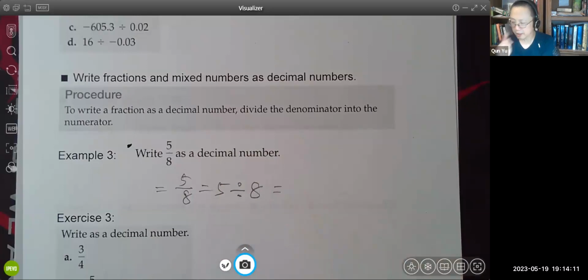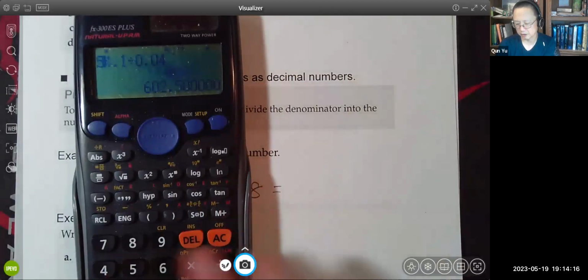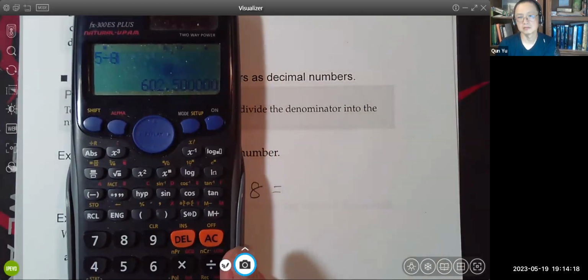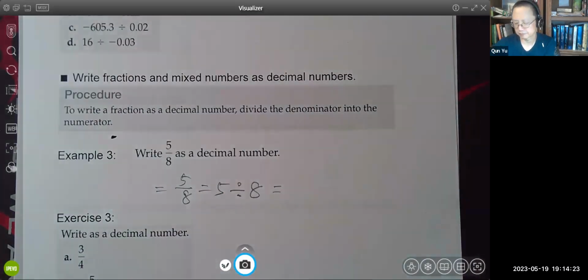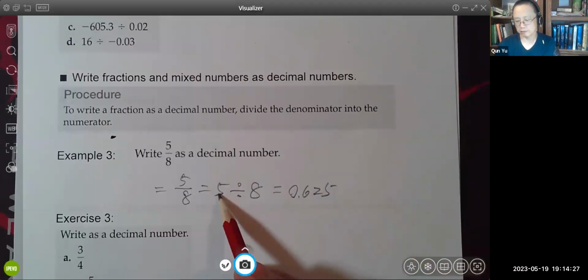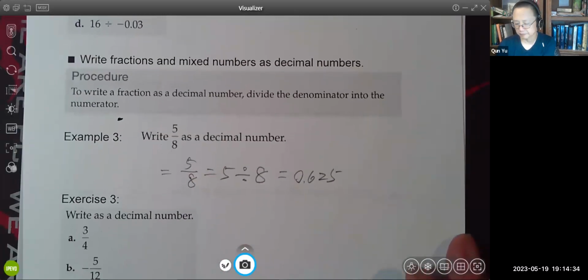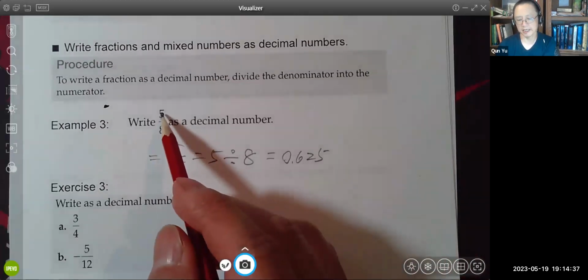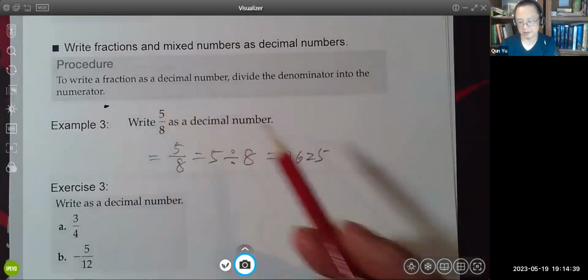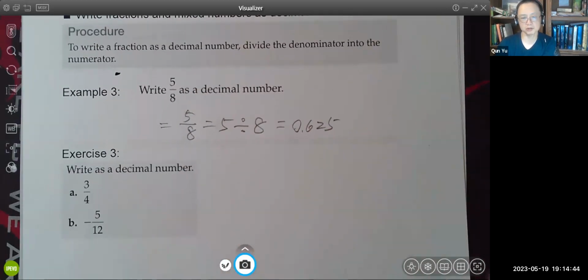Let's see what we get. We should get something like 0.625. Yeah, 0.625. It makes sense, right? 4 divided by 8, 4/8 is half. This is a little bit more than half, say more than 0.5. Makes sense. At the same time, it's smaller than 1. 8 over 8 is 1. This is smaller than 1, right? So it makes sense. Now you have your exercise problems, 2 of those.